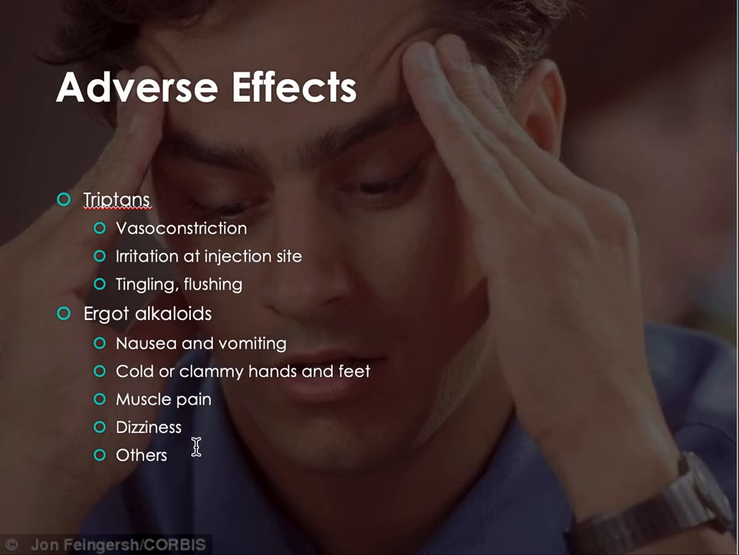Ergot alkaloids, not so much, okay? They cause nausea, vomiting. They caused muscle pain, dizziness. They caused rebound headaches. And so your patients would take them continuously. And so that's one of the biggest issues with the ergot alkaloids. And so luckily those have been pretty much replaced in everybody.